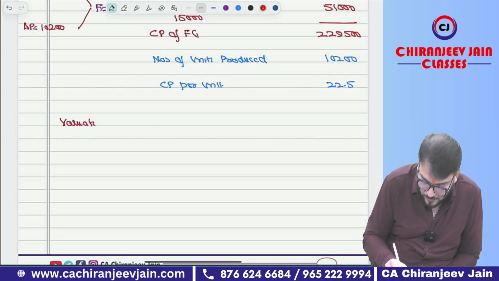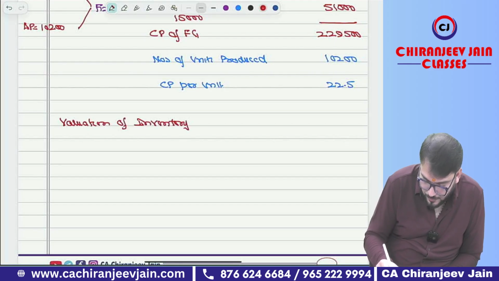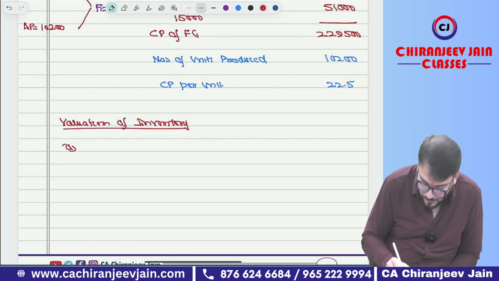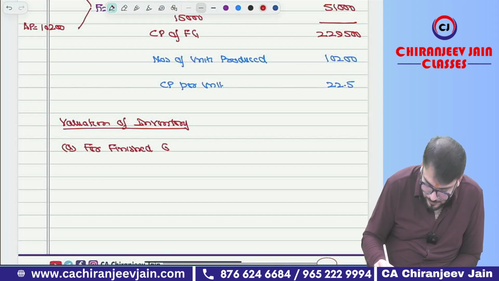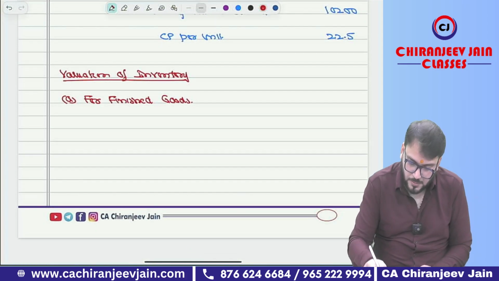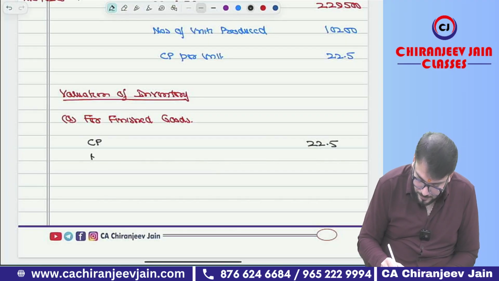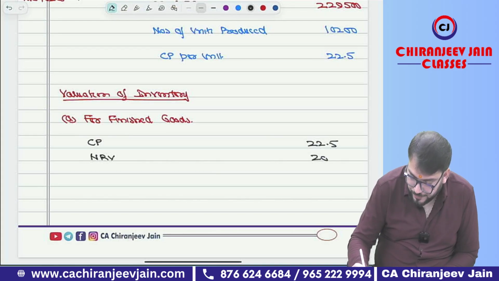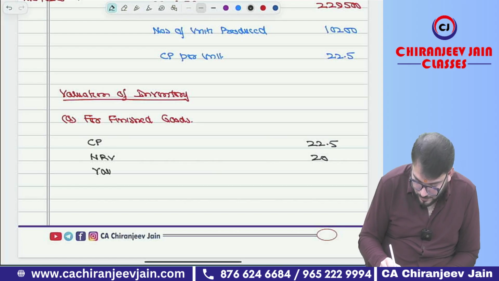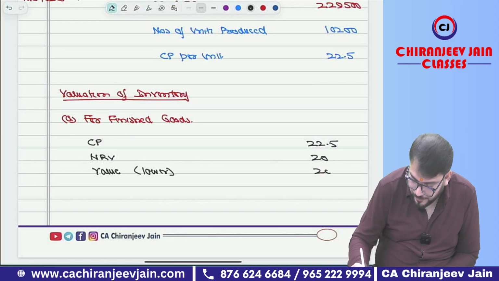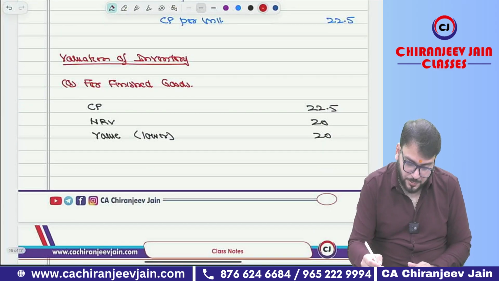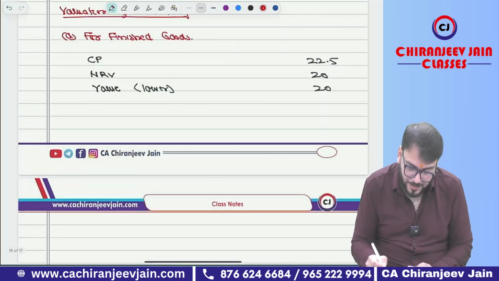Now, valuation of inventory. Point A, for finished goods: cost price how much? NRV how much? Therefore value will be lower. Point number B, this much you have written.